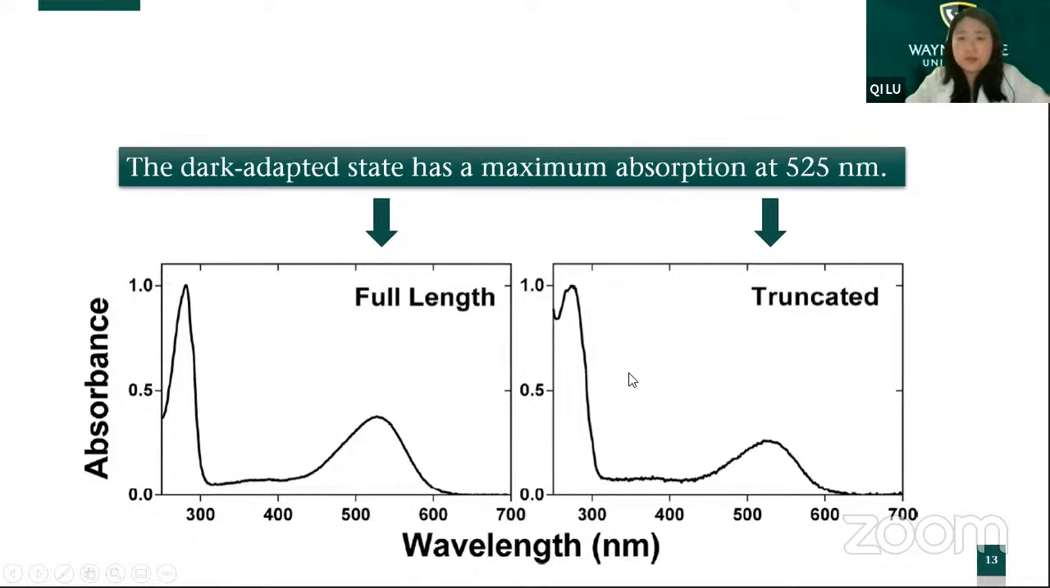And this image indicates that the dark adapted state has a maximum absorption at the green light, 525, and this is quite a long wavelength. This is so far known in nature to be the longest wavelength of stimulation.